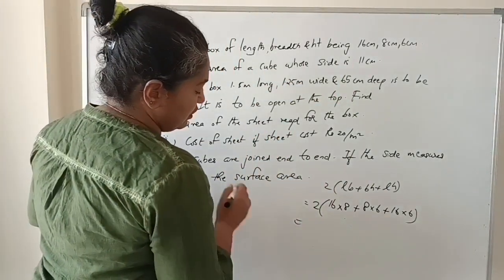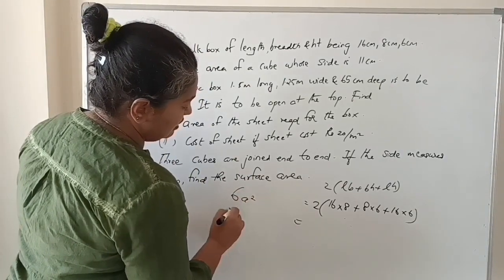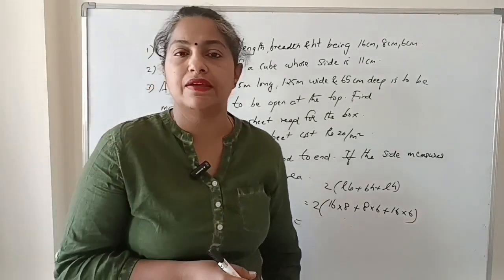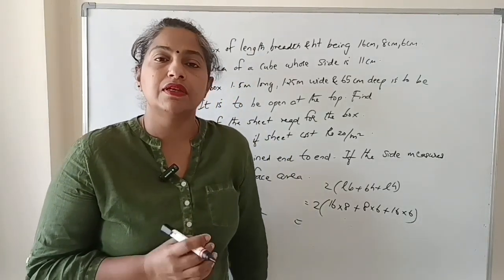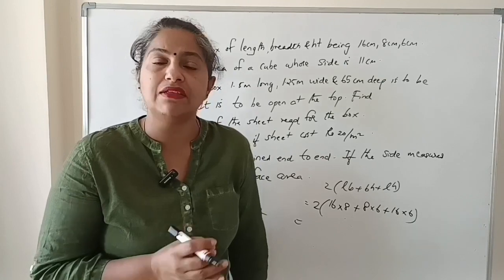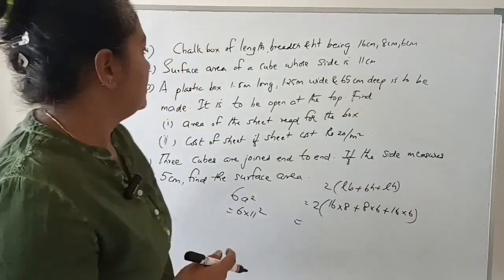You know what is the surface area of a cube? It is 6a square. So, 6 into 11 square. 6 into 121, get the answer. Okay. Now, these are all direct. These two were direct application of the 2 formulas. Now, let us check the third one.